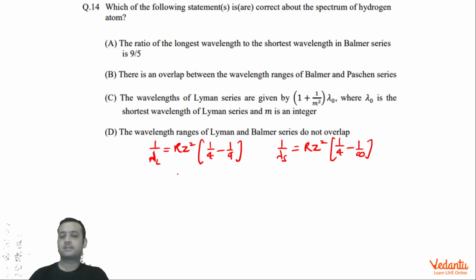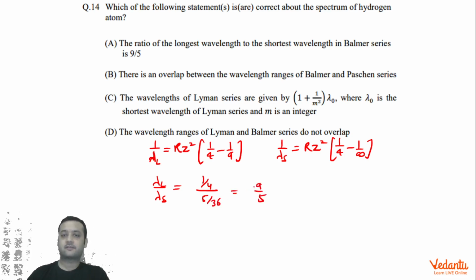So we have to take the ratios, so we can say that this upon this, second upon first, will become lambda L upon lambda S. So RZ square will cancel out. This will become 1 by 4 upon 9 minus 4 is 5 by 36, right? So this becomes 9 is to 5, and hence option A is correct.